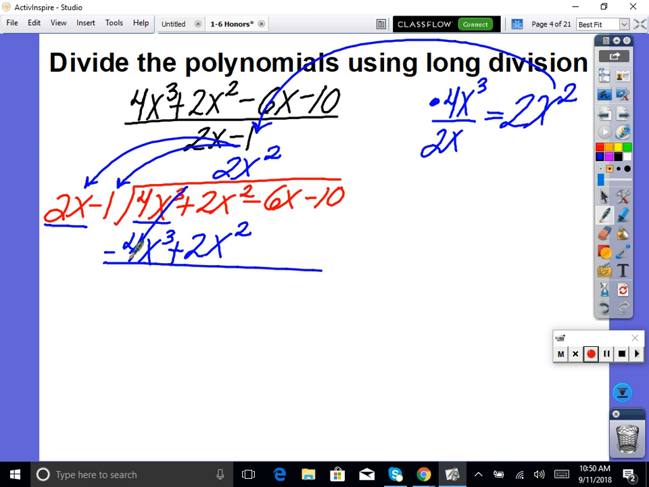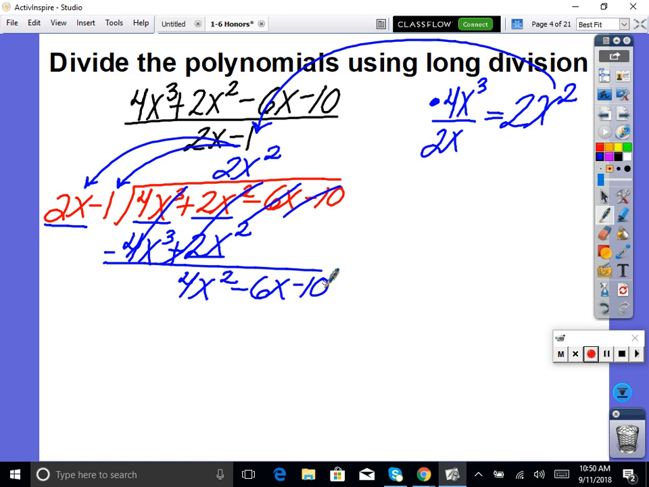So now add straight down. Our leading term cancels out, which is great. 2x squared plus 2x squared is 4x squared. Then we have minus 6x, because we can't add that. There's nothing to add that up to. And then we have minus 10. And now guess what? We're back to the bulletin point. We just worked around in a circle doing that same thing over and over until we're done.